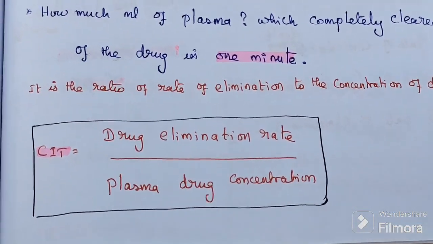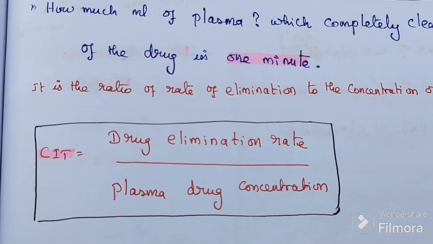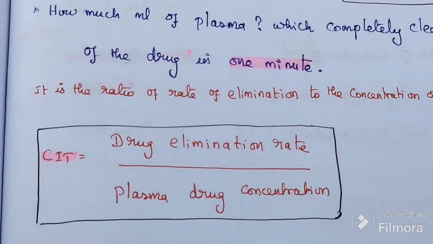What is the formula for clearance? Drug elimination rate divided by plasma drug concentration.